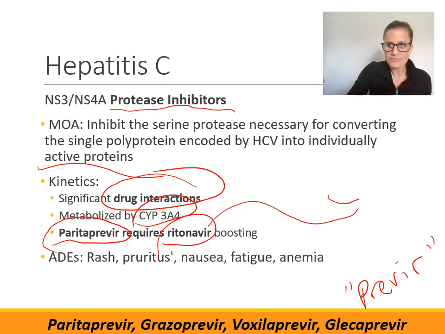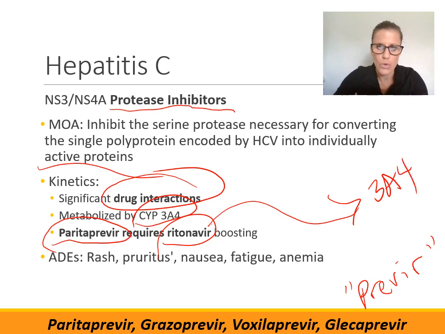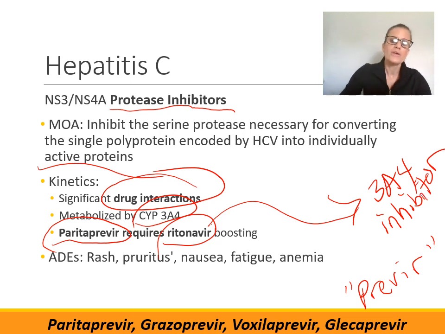Ritonavir was initially an actual antiviral medication, but it's not very effective in that way. What we found, though, is that ritonavir is a very, very strong CYP3A4 inhibitor. So if you give ritonavir with a drug that's metabolized by CYP3A4, you're going to stop the metabolism of the drug, right? And you get much higher drug concentrations. So we do that intentionally, and that allows us to lengthen the dosing interval.